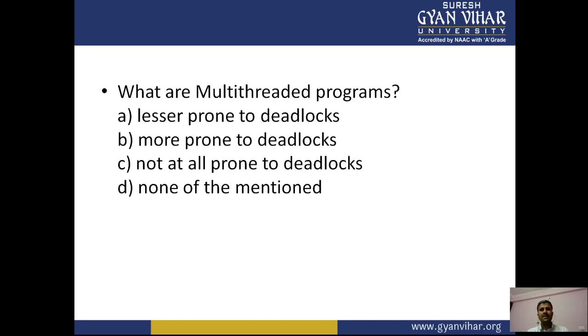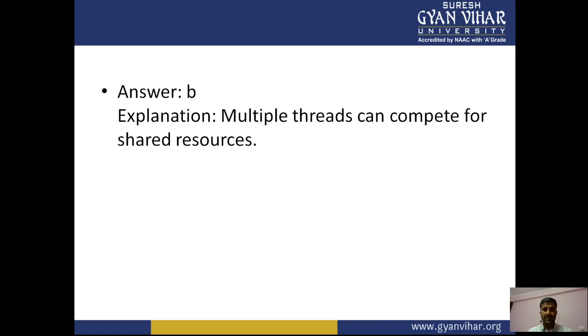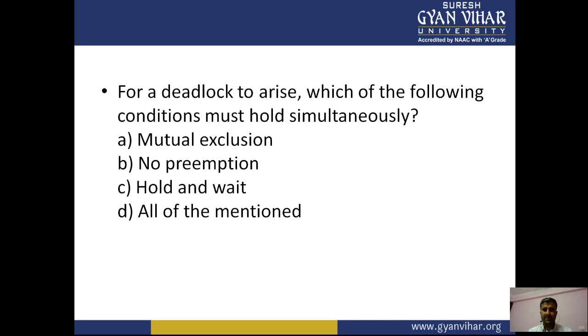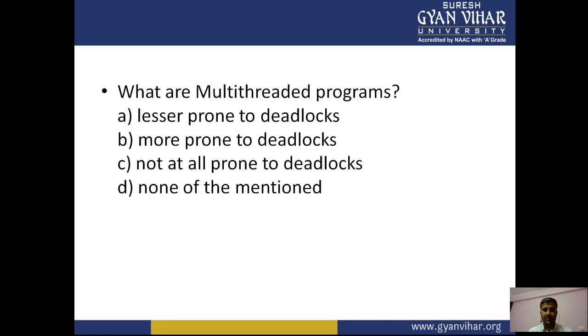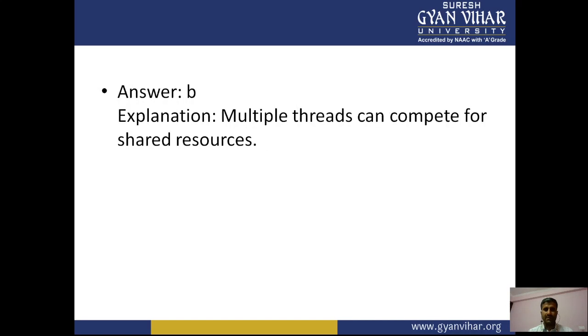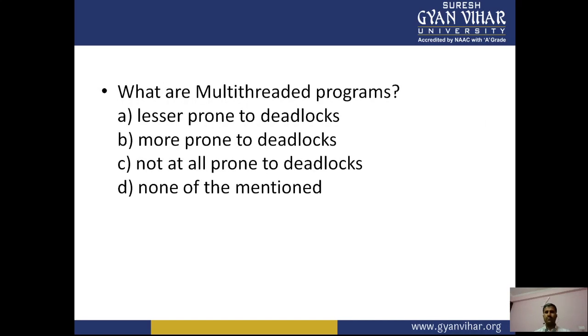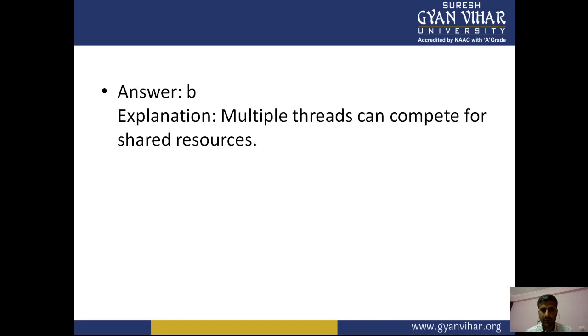What is multi-threaded programming? If we discuss multi-threaded programs: less prone to deadlocks, more prone to deadlocks, not at all prone to deadlock, or none of them mentioned. So B is the right answer. If multiple threads can compete for the shared resources, deadlock arises. In this regard, B is the right answer. Basically, multi-threaded programming is more prone to deadlock.